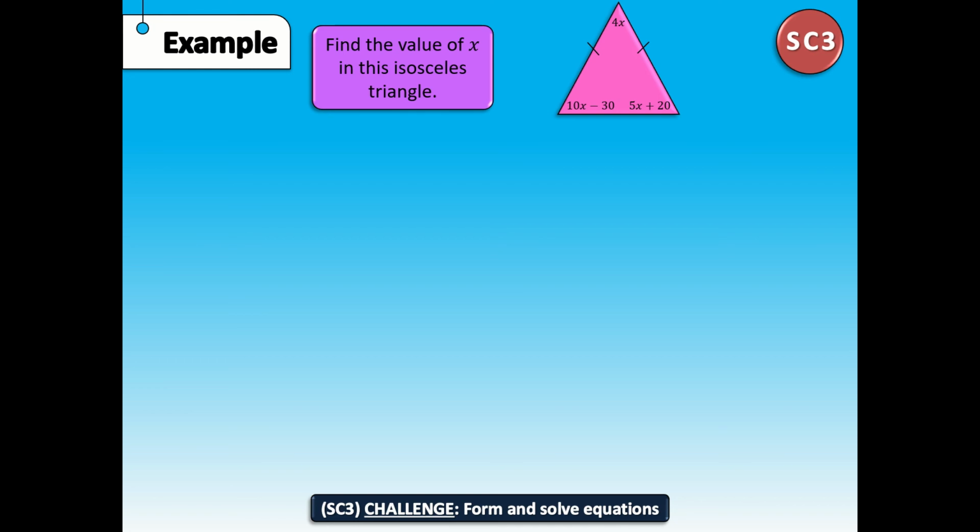So we want to find the value of x in this isosceles triangle. Now we know in an isosceles triangle that the base angles are equal to each other. So we can say that 10x minus 30 is equal to 5x plus 20. Now we can solve it.